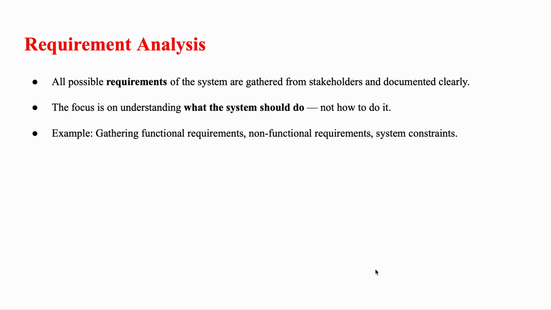For example, this phase includes getting things like functional requirements, what features the system must have, non functional requirements like performance, security, or usability, and any system constraints like timelines, budgets, or technical limitations.